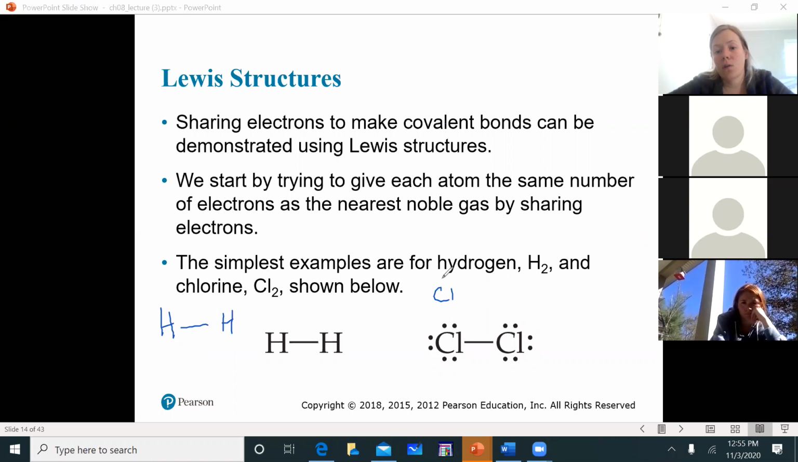Chlorine, normally we give it 7 valence electrons because it's in column 7, right? So close to having 8 valence electrons. Another chlorine that also has 7 valence electrons can decide to share these 2 electrons. Now they each have access to 8 valence electrons. This chlorine has access to 1, 2, 3, 4, 5, 6, 7, 8, because they share the ones in the middle, and this one also has access to 8.